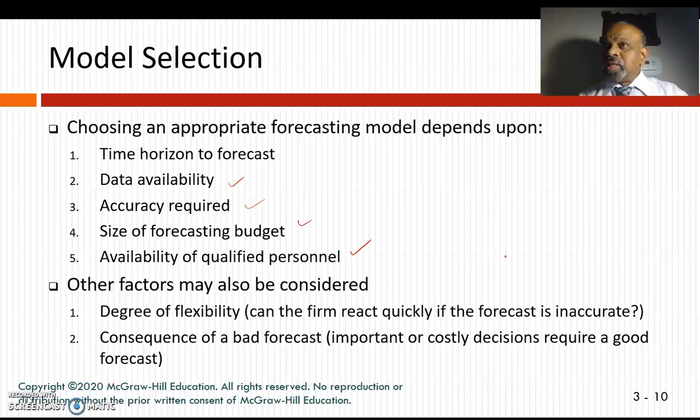need a good forecast. For instance, based on the forecast, a company can decide to buy, let's say, a $2 million machine. And if the forecast is wrong, that $2 million is waste, right? So that is the whole problem with bad forecasting. So we need to understand also some of the consequences of having a bad forecast.